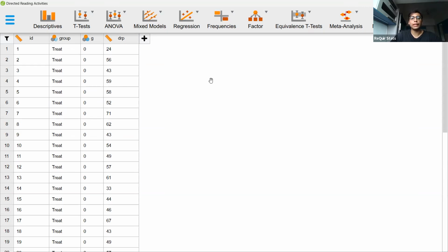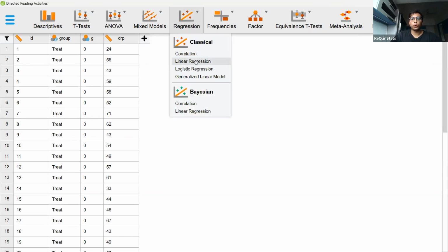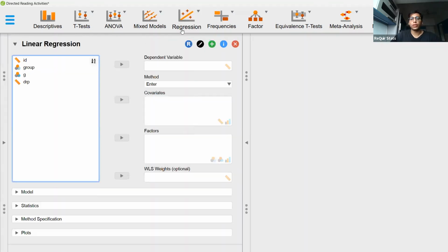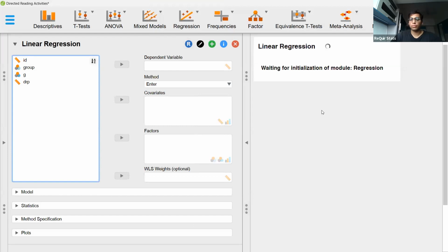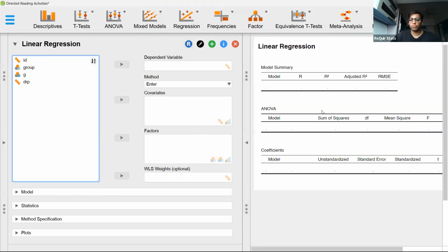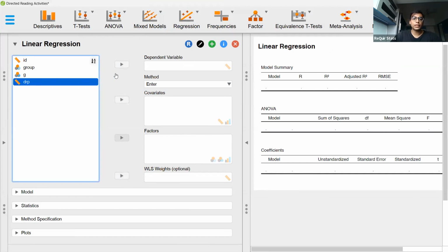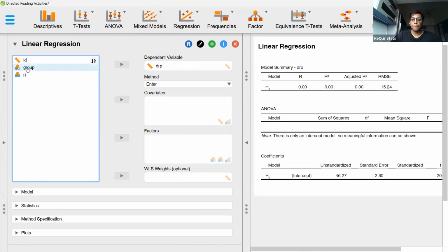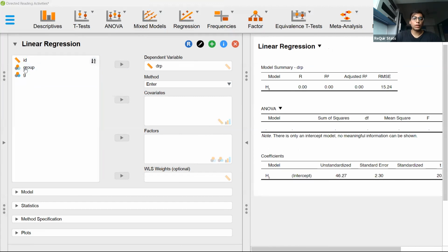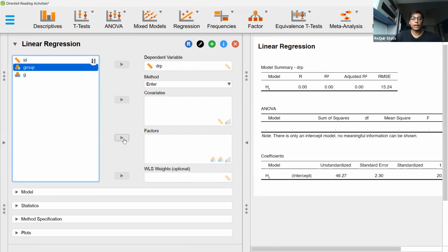So we used a t-test yesterday, in the first t-test session. Now we'll see how to use linear regression. So I want to go to linear regression, same module. The DRP scale variable needs to be put in the dependent variable box. So the same thing. And now the grouping variable needs to be put in the factors box.